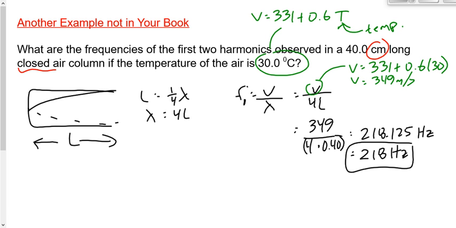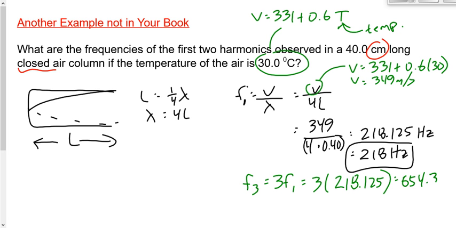Now, what about the next one? Let's label that first harmonic. What's the next one I'm looking for? F2? F1? F3. Because there is no second harmonic when you've got a closed air column. So the next one is F3, and it's equal to 3 times F1. 3 times 218.125 gives me 654.375, or 654 hertz.